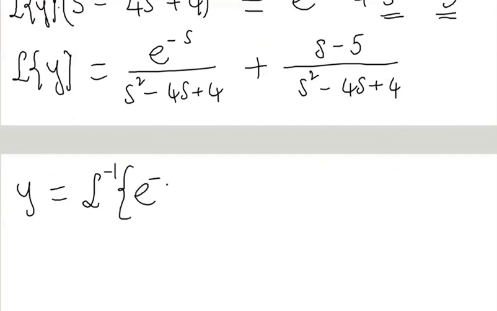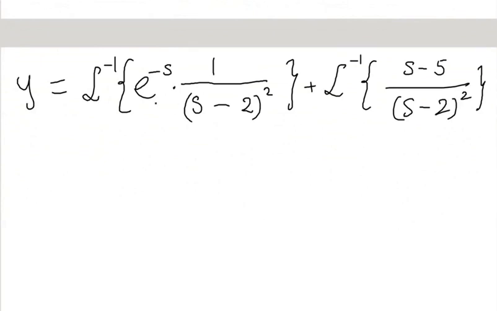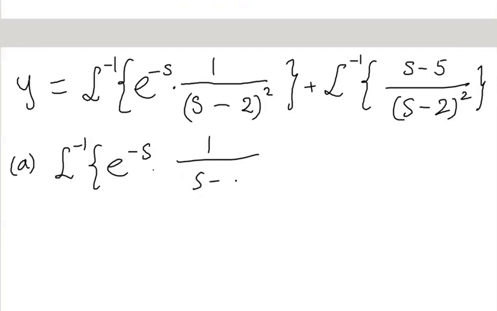As before, we will split e to the minus s times the fraction 1 over s squared minus 4s plus 4. We can complete the square. It turns out that we can factor. It turns out we have s minus 2 squared, plus the inverse Laplace transform of s minus 5 over s minus 2 squared. So we have two pieces to do. Let's do A, which is the inverse Laplace transform of e to the minus s times 1 over s minus 2 squared.